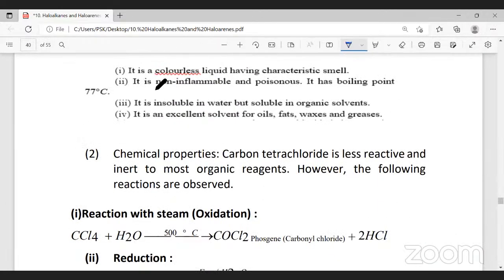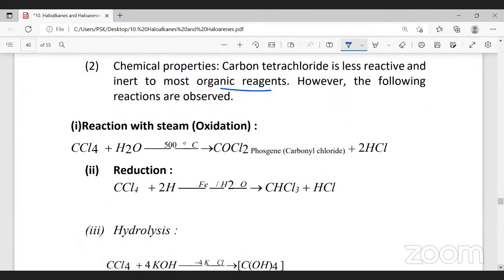Now, physical properties. Carbon tetrachloride is a colorless liquid. It has a characteristic smell. It is non-inflammable and it is poisonous. It has a boiling point of 77 degrees. It is insoluble in water but soluble in organic solvents. It is an excellent solvent for oils, fats, waxes, and grease. Chemical properties: carbon tetrachloride is less reactive and inert to most organic reagents. However, the following reactions are observed.